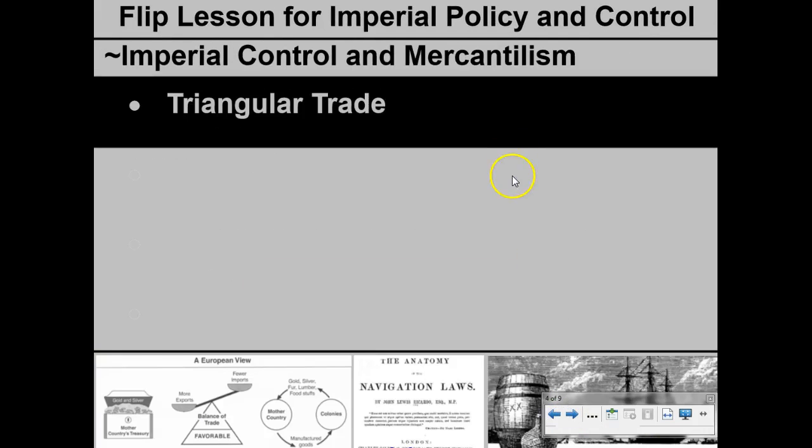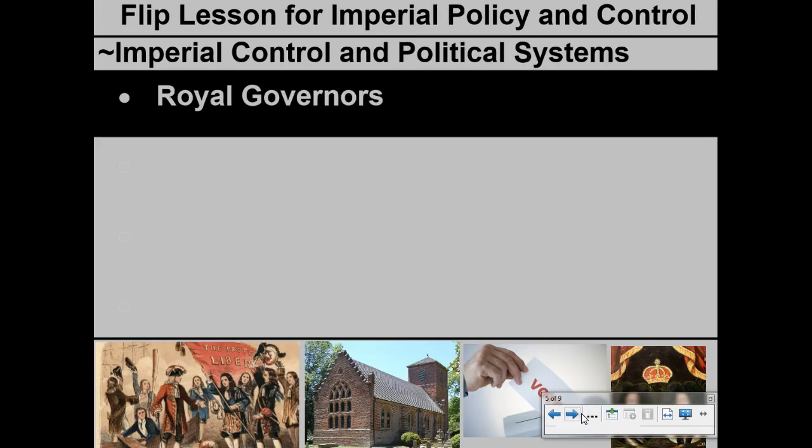So last time we looked at all this info about imperial control and mercantilism. Now we're going to look at imperial control and political systems. So some of this is a little bit of review, some of this is new. So the first thing that we want to review a little bit is that every colony has a royal governor. And this royal governor is there in place to enforce the rules of the king. However, we know that the colonists find ways around this.